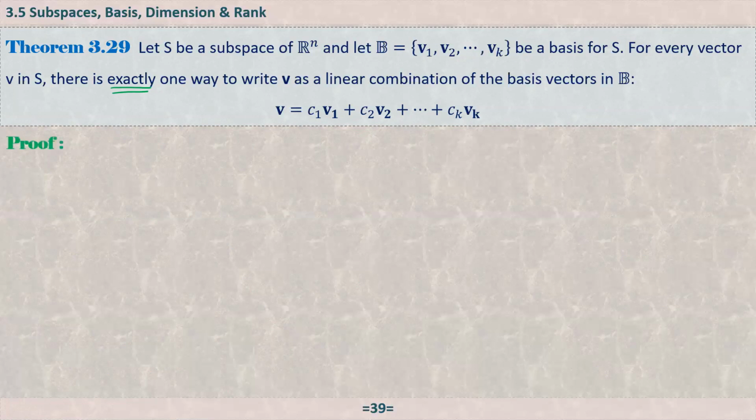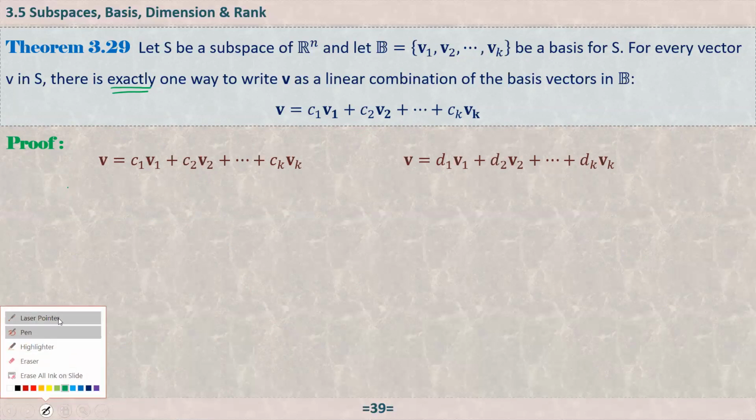To show that, let's assume that I can write this v as a linear combination of v1, v2, vk in two different ways. That is the first way. Assume that I can write this v as a linear combination of v1, v2, vk using these coefficients c1, c2, ck.